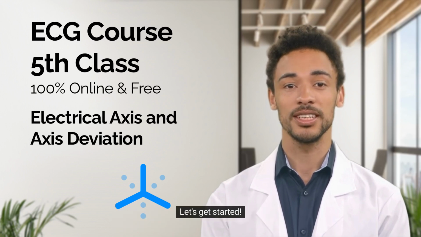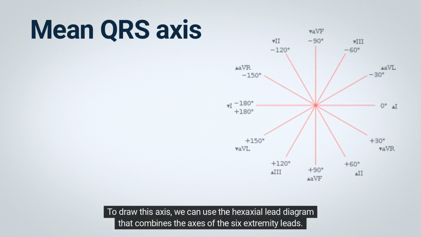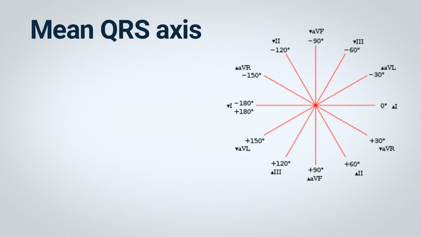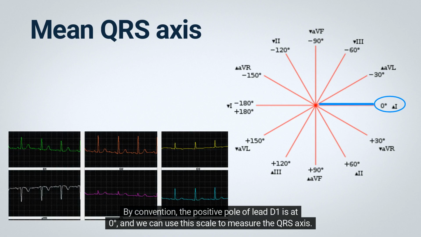discussion. Let's get started. The mean QRS axis represents the general direction towards which the QRS complex is predominantly pointed in the frontal plane. To draw this axis, we can use the hexaxial lead diagram that combines the axes of the 6 extremity leads. By convention, the positive pole of lead D1 is at 0 degrees, and we can use this scale to measure the QRS axis.